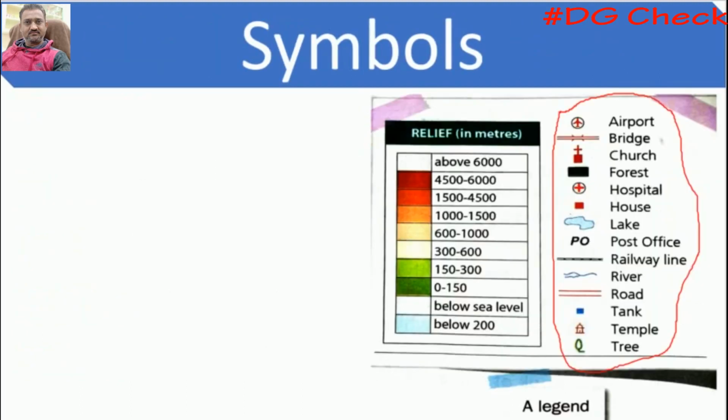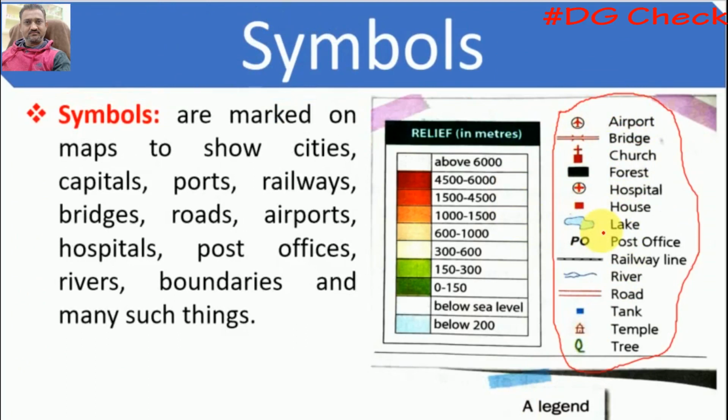Next one is symbol. Look at that. These symbols are shown on the legend. Basically, symbols are marked on the map to show cities, capitals, ports, railways, bridges, roads, airports, hospitals, post offices, rivers, boundaries, and many such things.